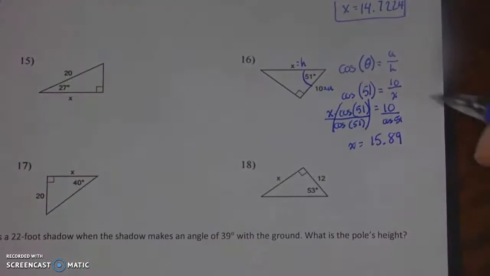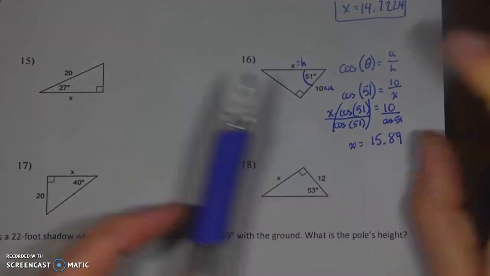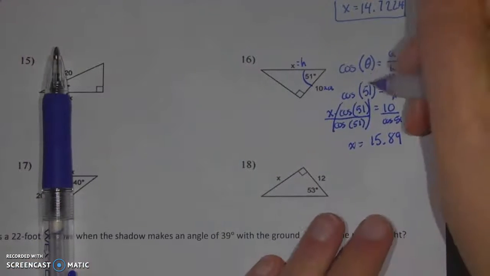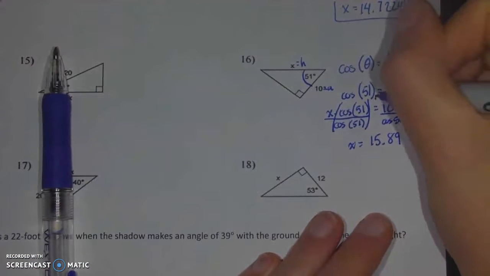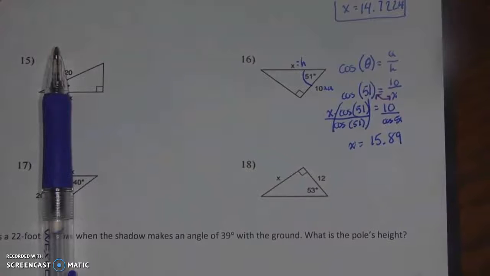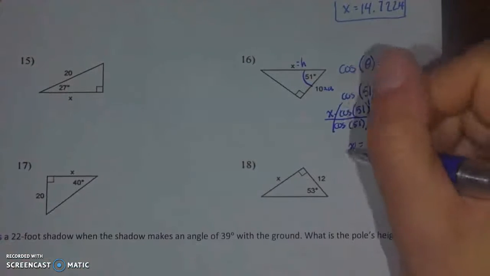Now again, you might notice a shortcut here. You could just take the x and the 51 and swap where they are. That's actually a shortcut with the means extremes property, but you don't have to.